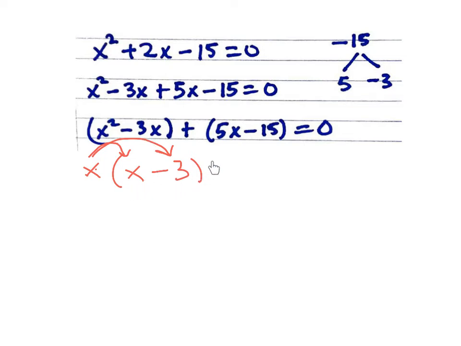So the next thing we're going to do is on the other side now, we're going to pull out the common factor, which obviously is 5. All right, we're going to pull it out. So it will be plus 5, parentheses, and then we're going to have x.